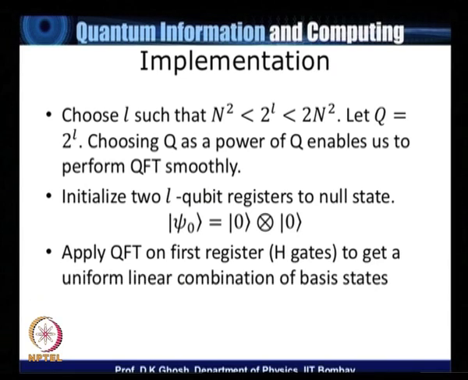The first task is to initialize. I take two registers of this size that I have mentioned, and I first initialize both of those registers to the null state. Having done that, I apply a quantum Fourier transform on the first register. This is something which you have been doing time and again, because since these are simply null states, the process is nothing other than passing all the 0 qubit states through Hadamard gates, and then we will get a uniform linear combination of the basis states.